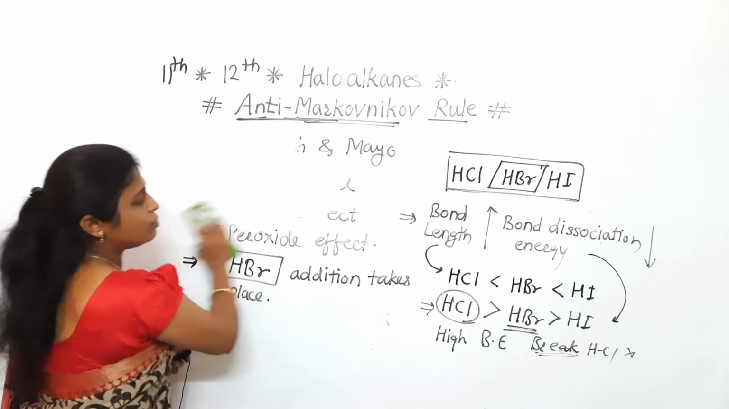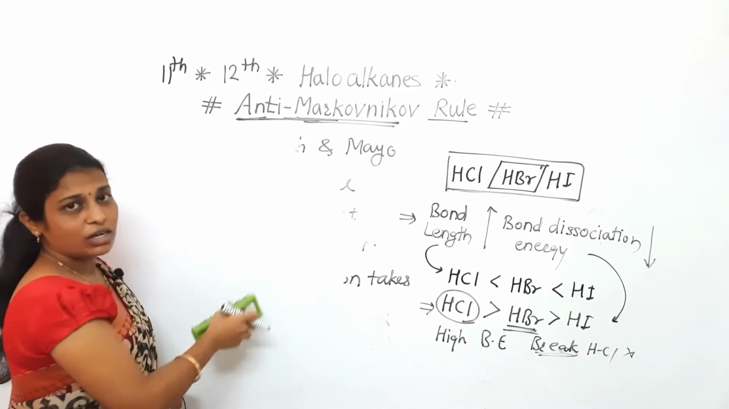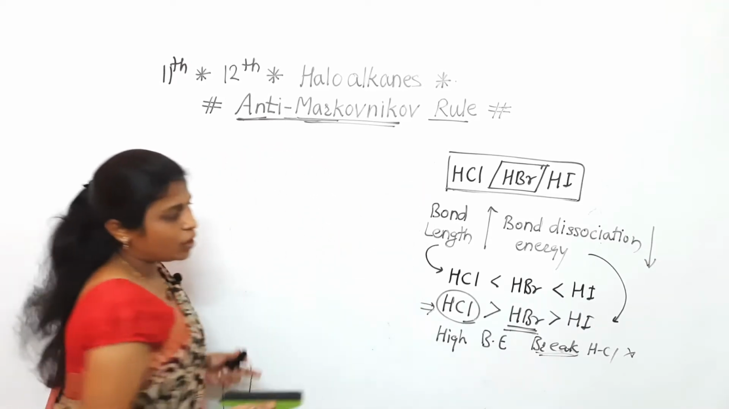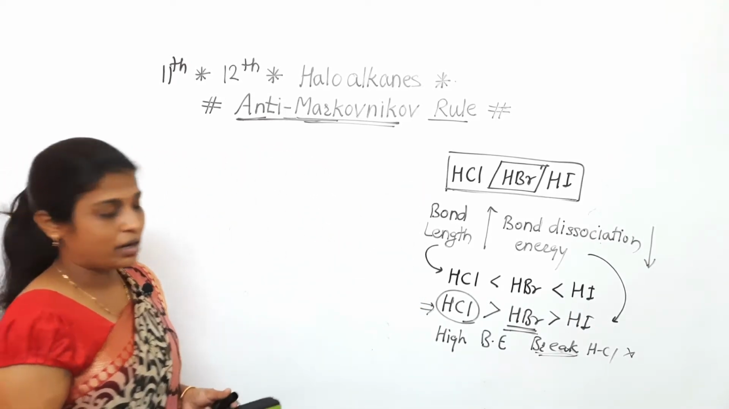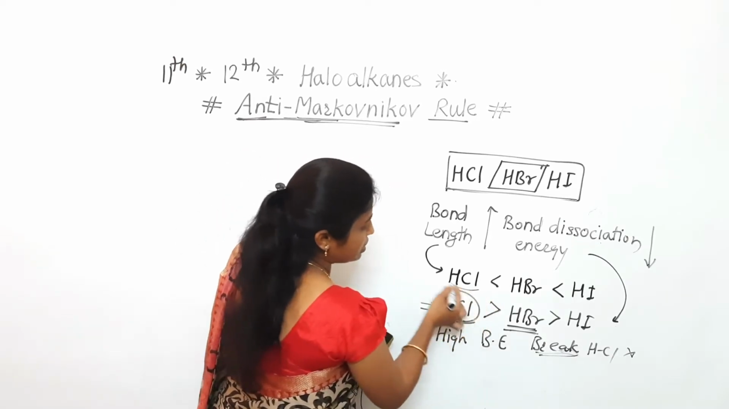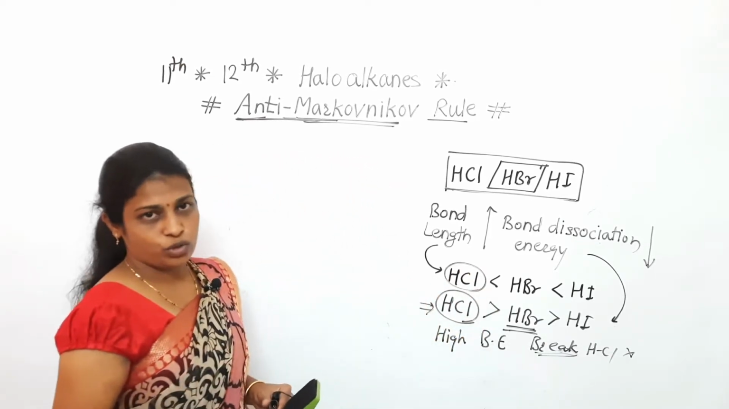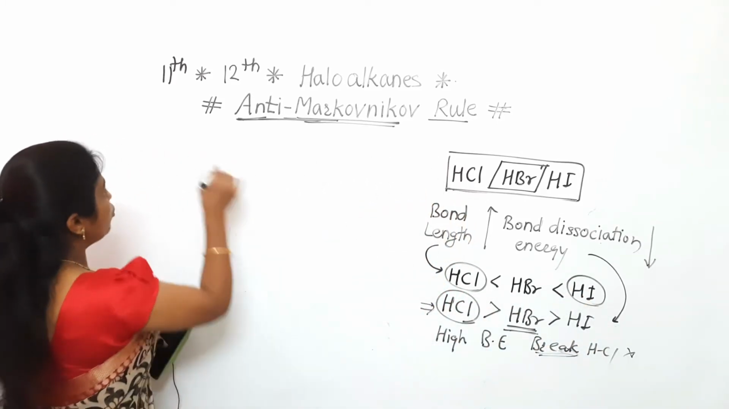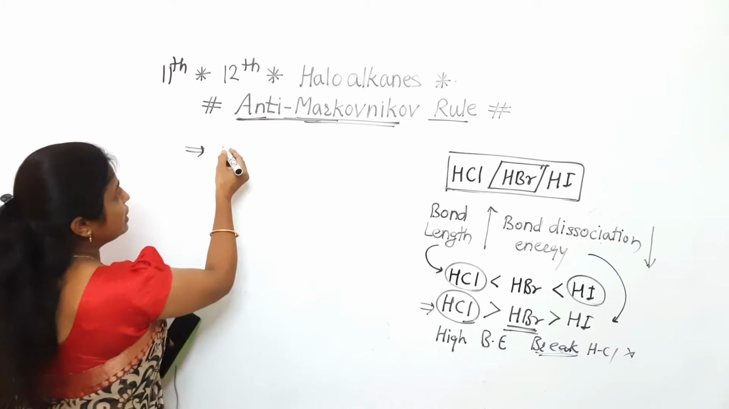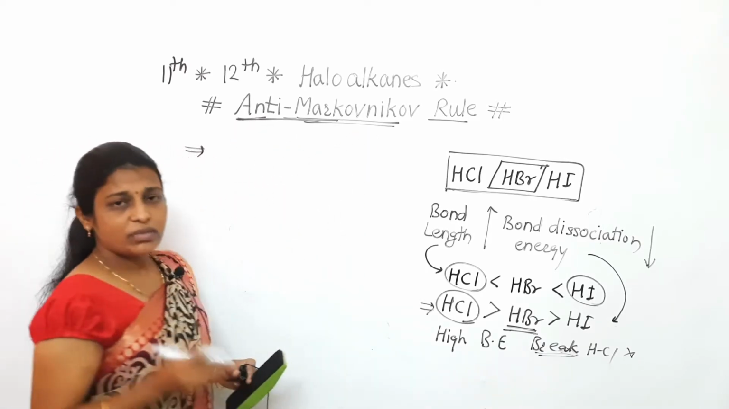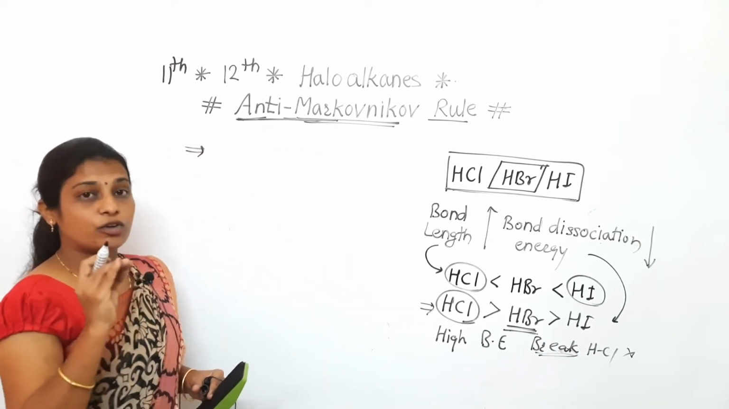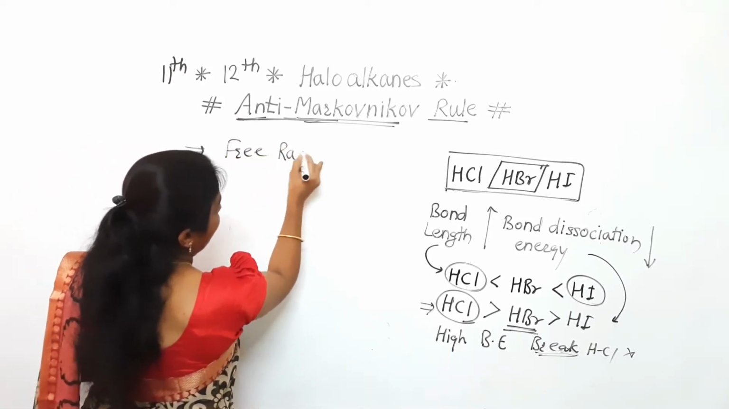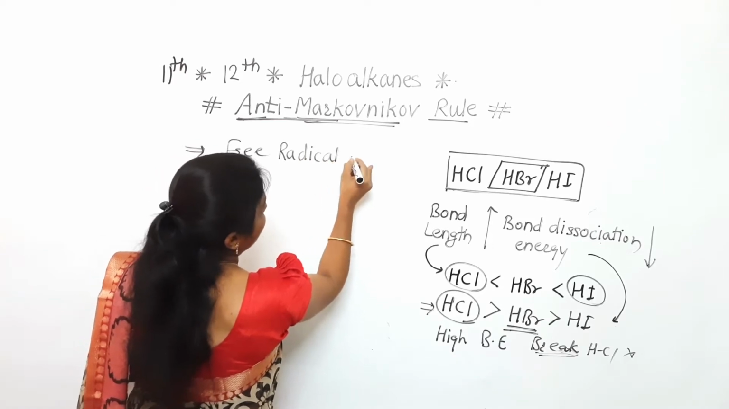Then what is the reason behind HI? Hopefully you have written all these points, because these notes are very important for you. Now see why HI is not taking part. As we have given the reason that HCl has high bond dissociation energy, that's why. Then what is the reason for HI? Before going towards that, I will tell you this anti-Markovnikov rule is followed not by the electrophilic reaction, it is followed by the free radical reaction. Okay, this is the free radical reaction.